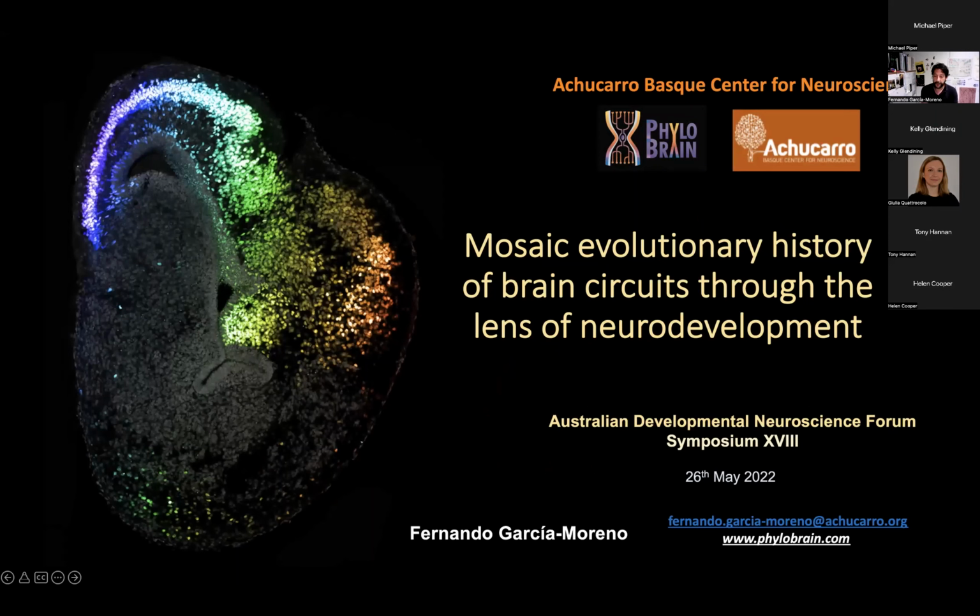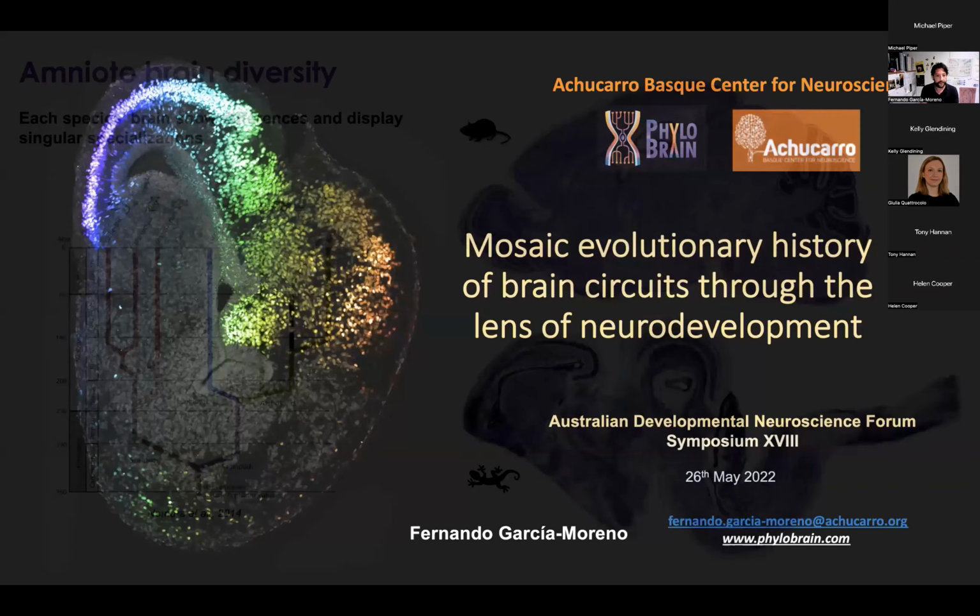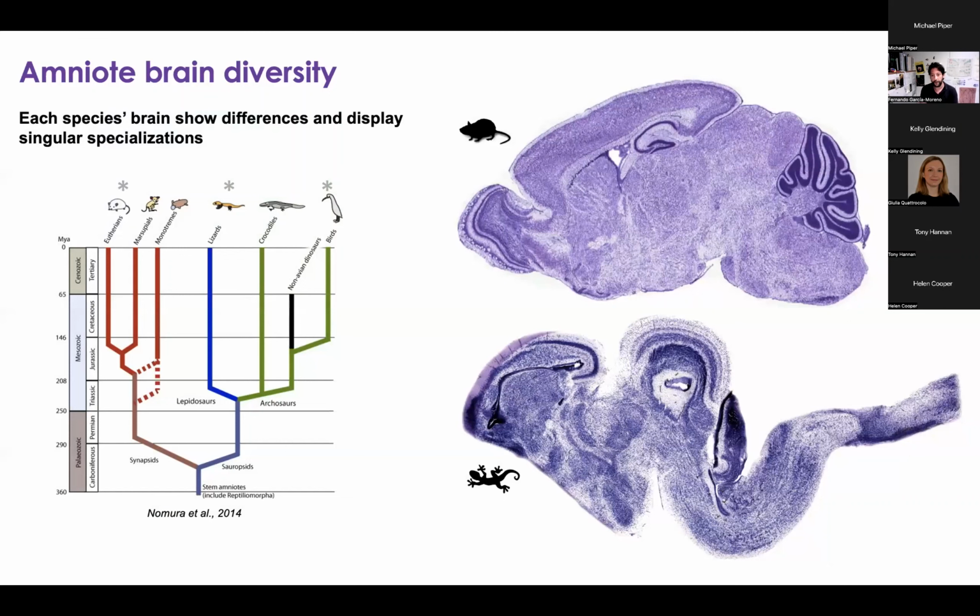I will present a hypothesis on the mosaic evolutionary history of brain circuits, how some circuits evolved in a different manner to others. And just to jump on the question, you know that we work in the lab with different species.